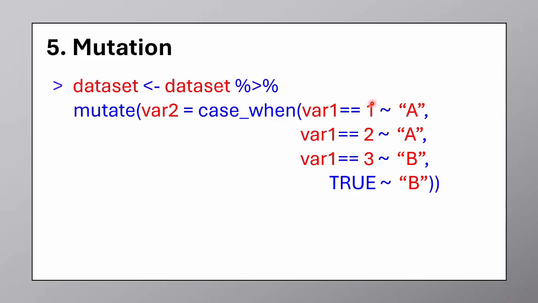So when variable 1 is 1, I want variable 2 to be A. Say I'm separating out into categories, like A and B here. And if variable 1 is 2, I want it to also be A. But then when variable 1 is 3, I want it to be B.